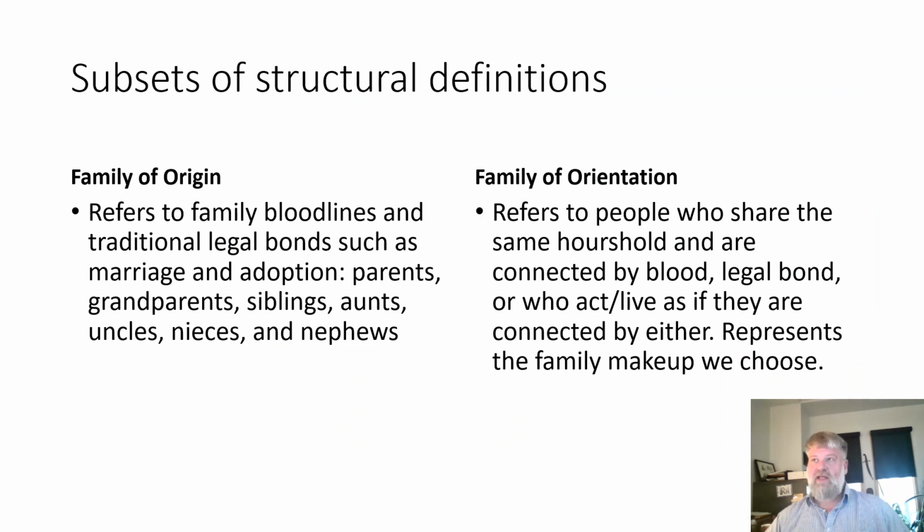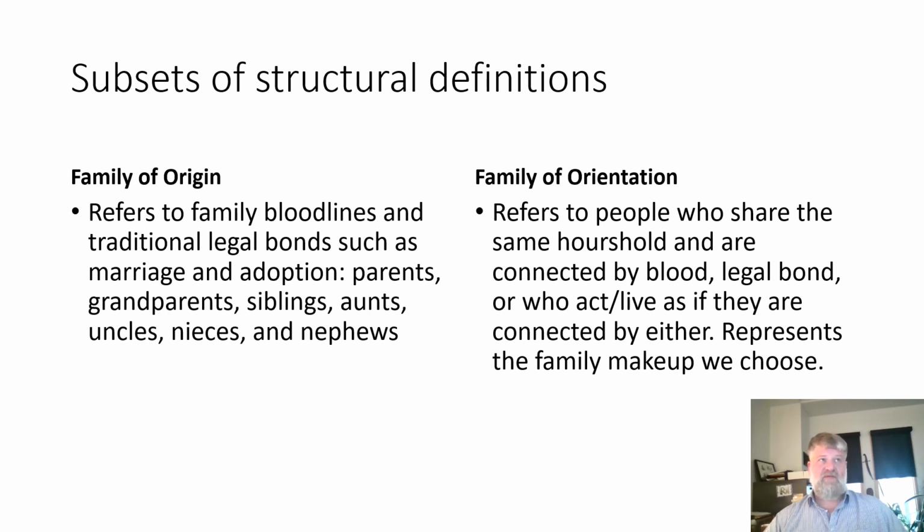As we drill down a little bit further into some of these definitions, let's look at a couple of subsets of structural definitions of family. The first has to do with family of origin. This again emphasizes those bloodlines, traditional legal bonds such as marriage and/or adoption, and typically tends to include folks that we would usually associate with a family: parents, grandparents, siblings, aunts, uncles, nieces, and nephews.